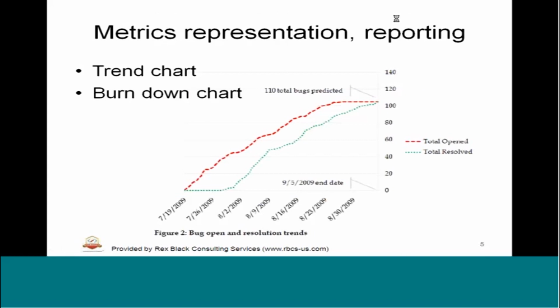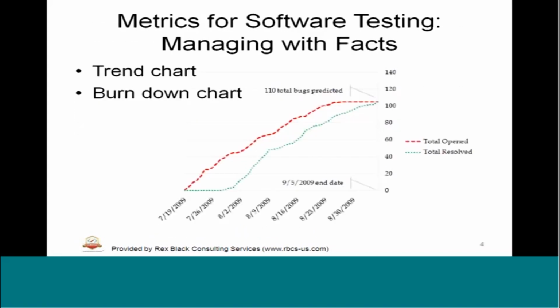Next one is again from the same website. A very interesting way of presenting the representation, called a trend chart, also called a burn down chart. That means how well the program is progressing, where it is going to end. So what is the trend? That is what is happening in terms of various metrics that are being captured during the test execution.